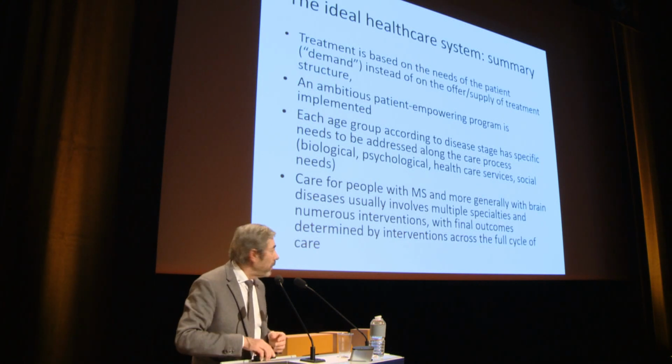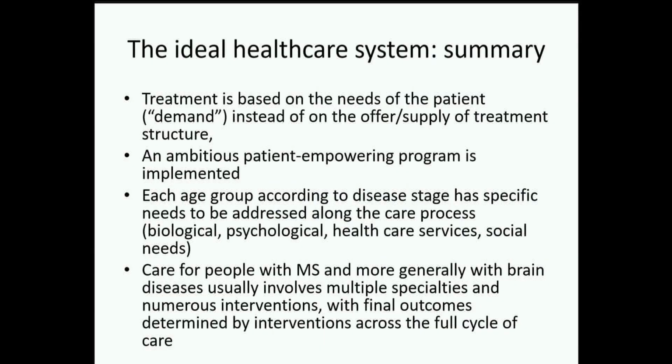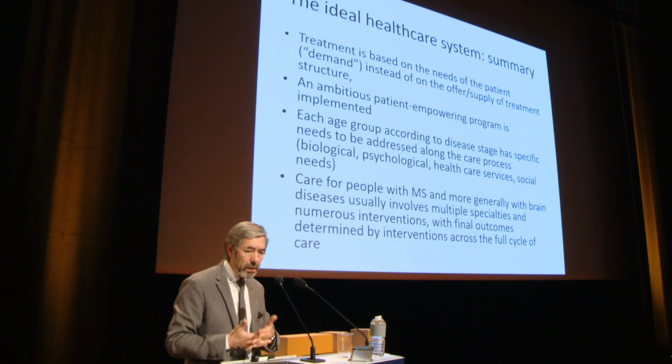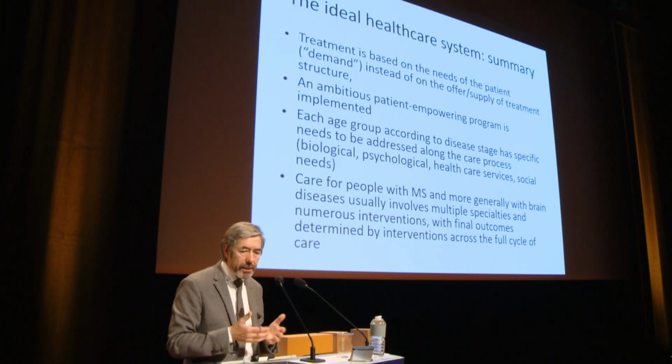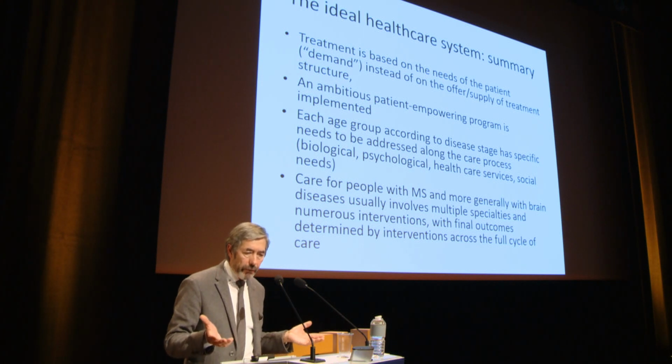So, what is finally the ideal healthcare system? The treatment is based on the needs of the patients instead of the offer or the supply of treatment structure. We need to perform an ambitious patient empowerment program. Each age group is treated according to the disease stage with specific needs. And care for people with MS and more generally with brain diseases involves multiple specialties and numerous interventions, with final outcomes which are determined by interventions across the full cycle of care.